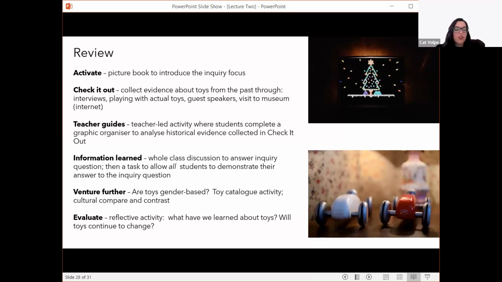Are toys gender-based? Okay, this is where they were venturing further and thinking about a sort of compare and contrast, and reflective activity is the last stage.